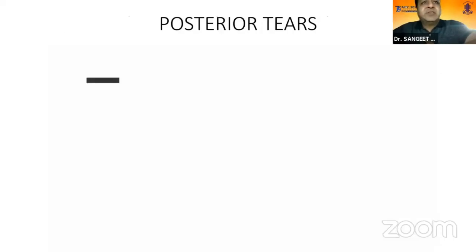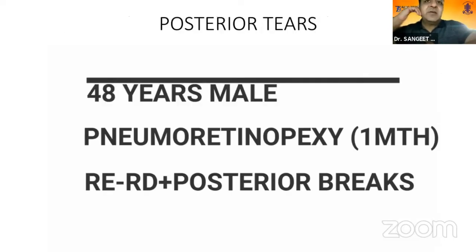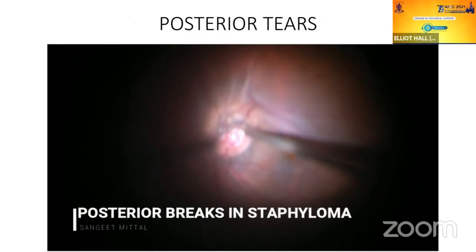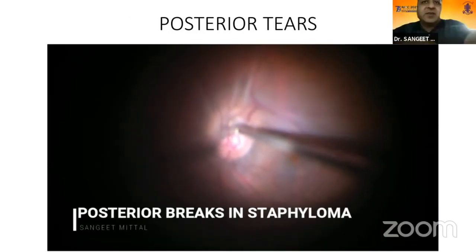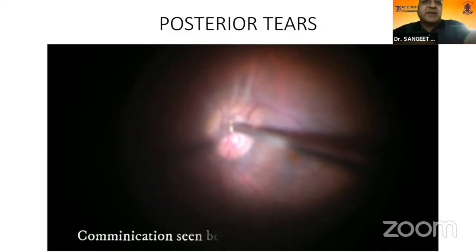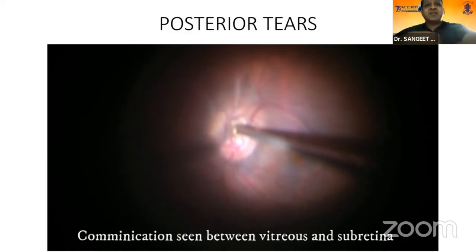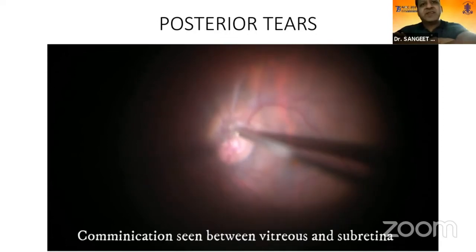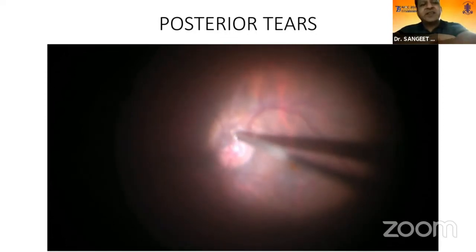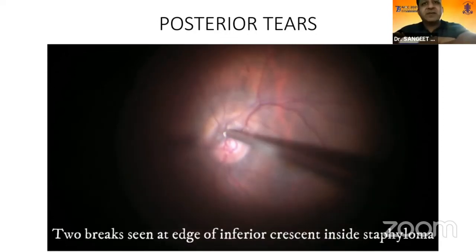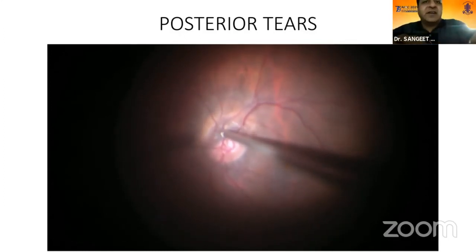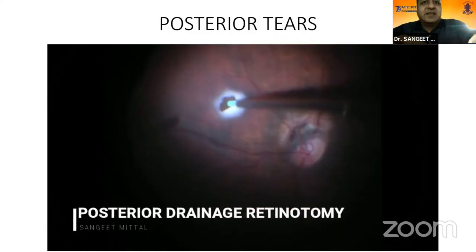Sometimes we do encounter posterior tears, and this was a patient who had undergone pneumoretinopexy 1 month ago. He had retinal detachment and there were posterior tears, and you can see there's a communication between the vitreous and the subretinal space here. And the tear was lying just adjacent to the optic disc in the staphylomatous areas in the area of chorioretinal atrophy. In fact, this was the main cause of the recurrent retinal detachment in this eye.